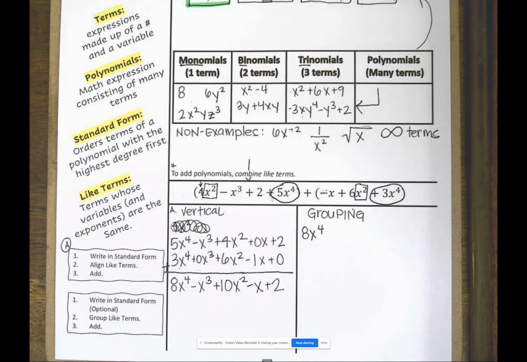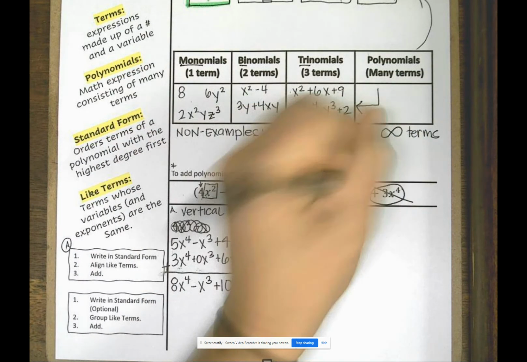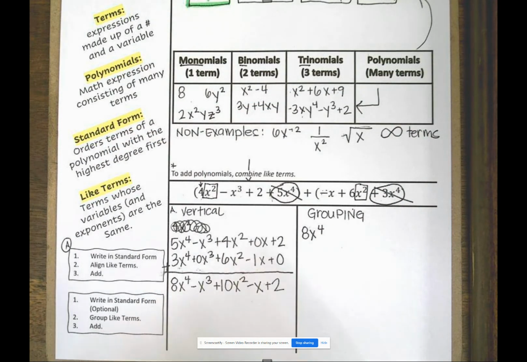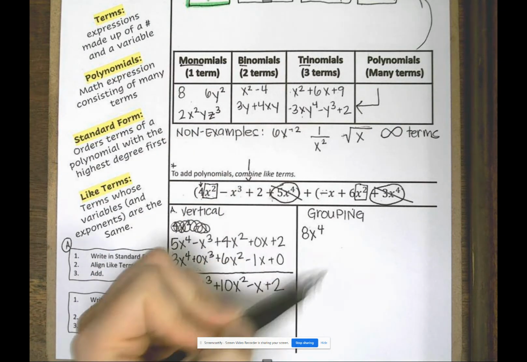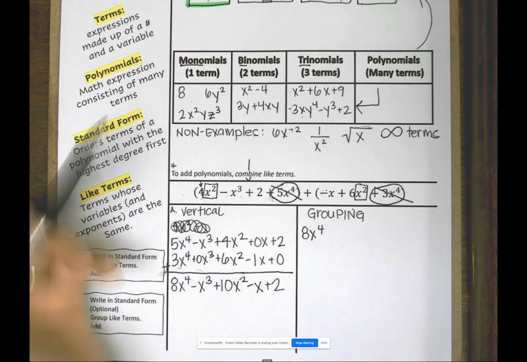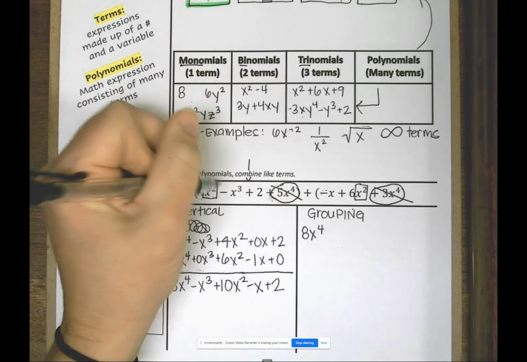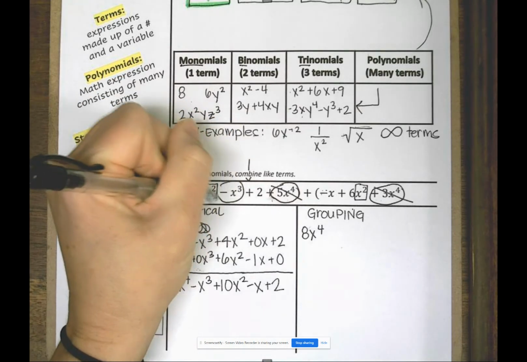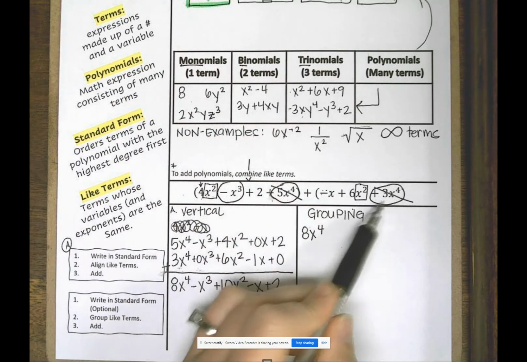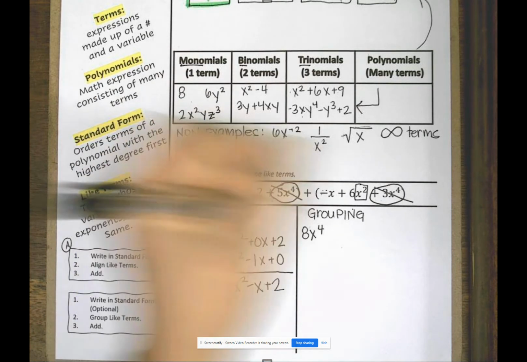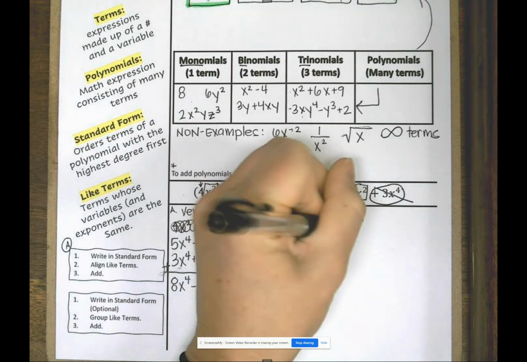Now, when I'm done with it, I cross it out. So I can say, okay, I know I already used that. I already incorporated it and added them together. Okay, so now I need to do x cubed. So I know I have an x cubed over here. And I don't have one over here, so there's nothing to add together there. So I'm just going to write it as is, so minus x cubed.